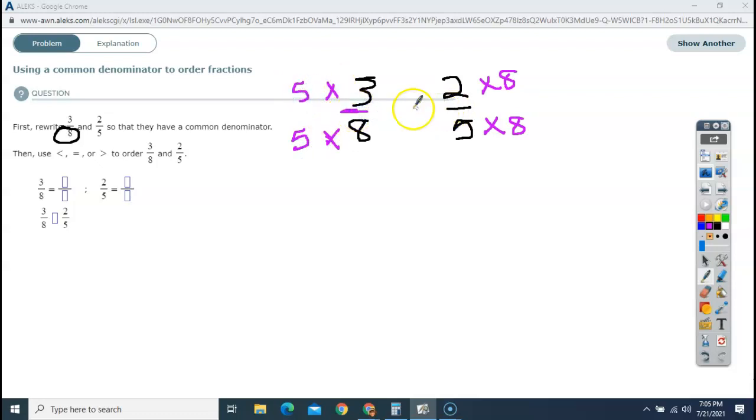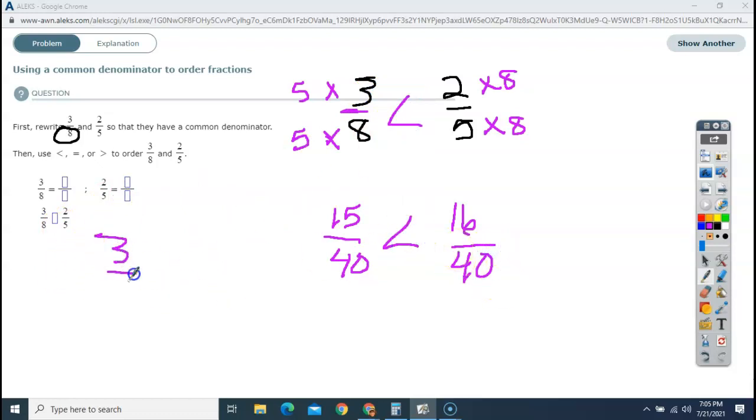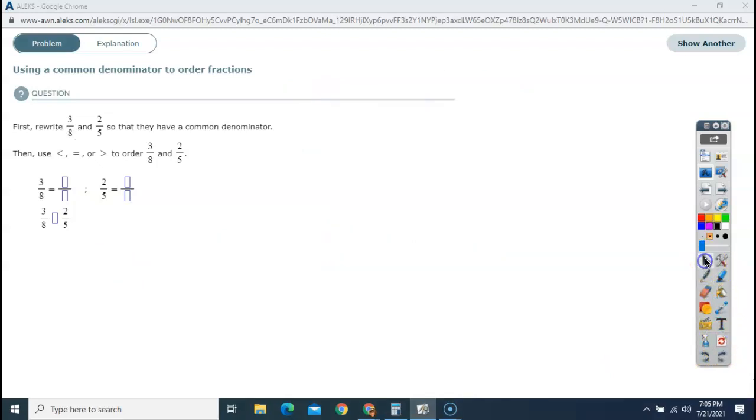So these fractions become 15 over 40. That was previously 3 over 8. And then 2 times 8 is 16 over 40. So 3/8 is less than 2/5. That's less than that. Right? So we would say 3/8 is lower than 2/5. Let's do one more and we'll end this video.